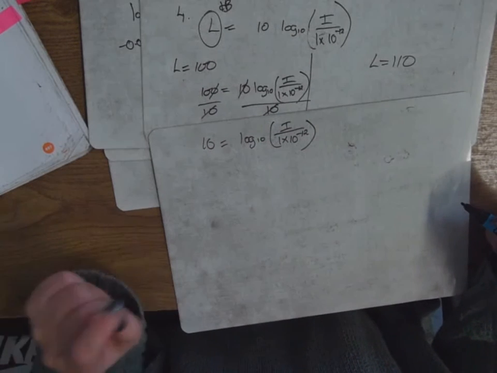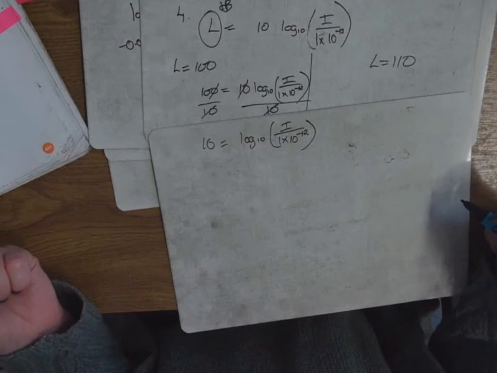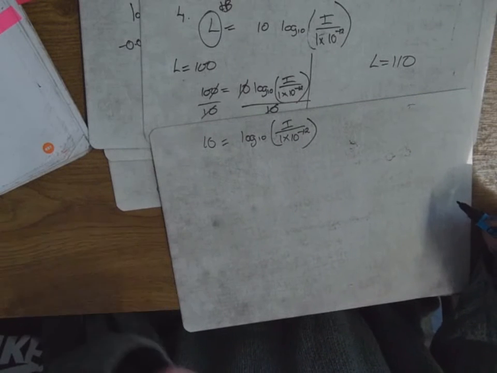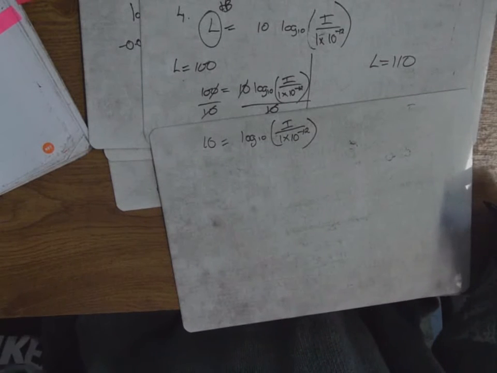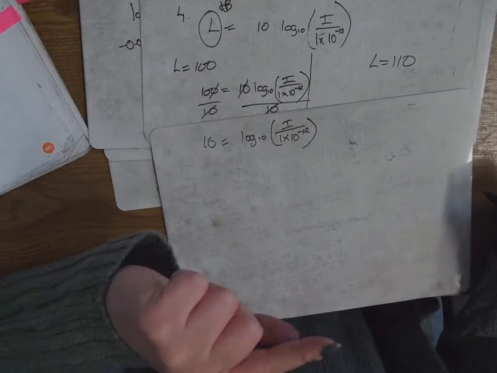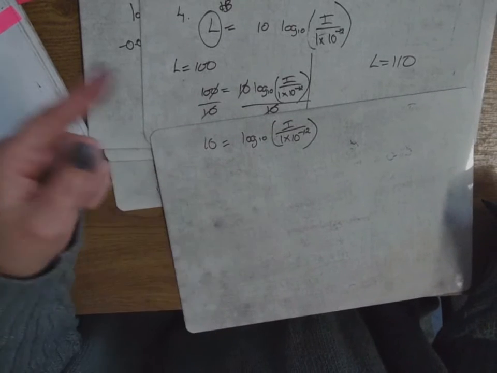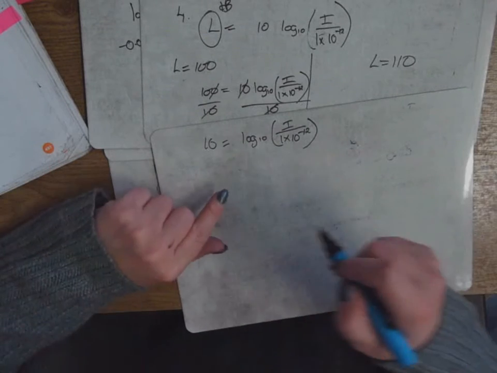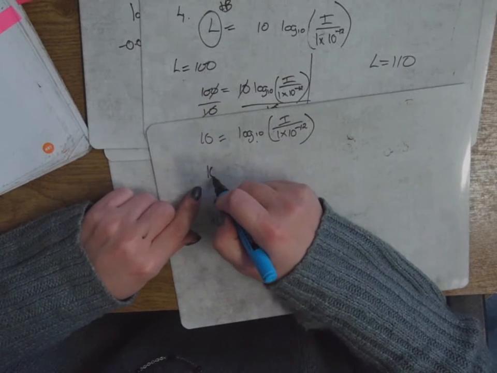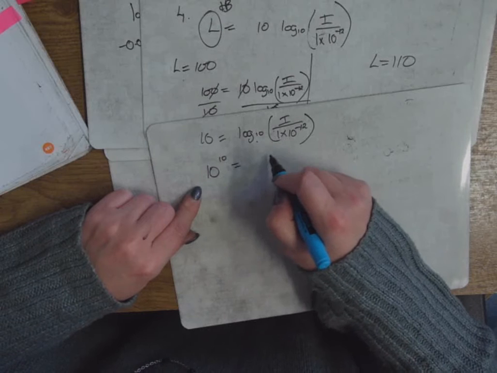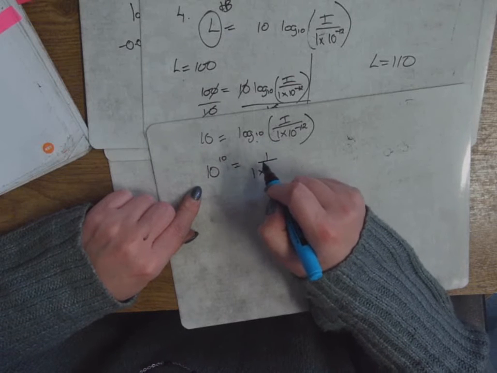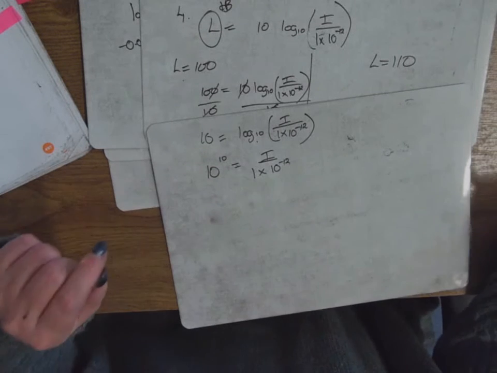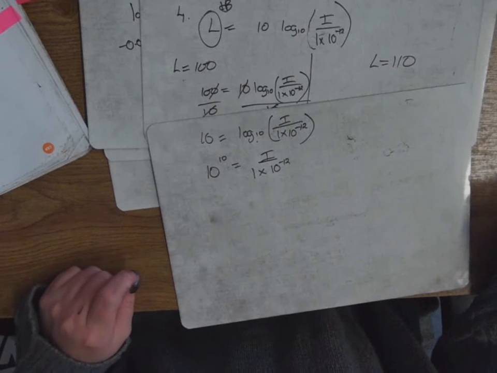When you have a log equal to a number, what do you turn it back into? An index, right? So when you have a log equal to a number, you turn it back into an index. In the previous questions, we always had an index and we used logs to go backwards. This time we have logs, so use indexes to go backwards. Do you know what I'm saying? So this is the base, this is the power, this is the answer. That's I all over 1 by 10 to the power minus 12. Is that okay? Shall I finish that off?